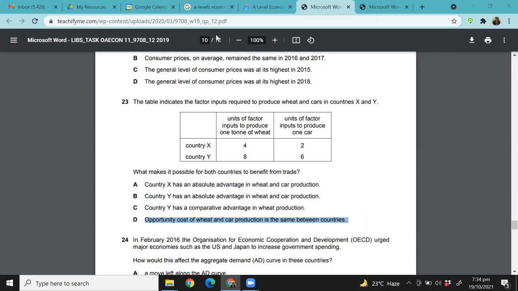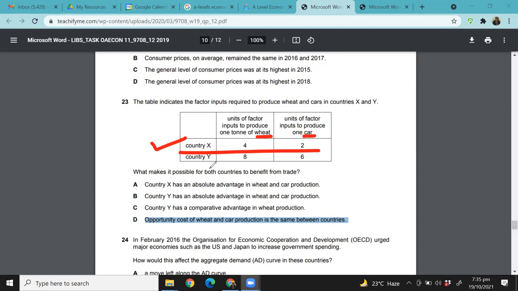Comparative is low opportunity cost. Yes, comparative advantage is when one country can produce something at a lower opportunity cost, right? Now think about this. Now this is interesting. Have a look at this. So Abdul, country X needs fewer inputs for both wheat and cars. So technically, country X has absolute advantage in production of both wheat and cars. Did you get this part?